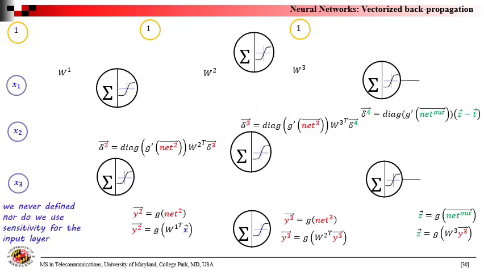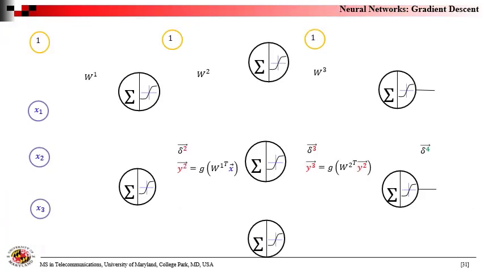By the way, we never define nor do we use the sensitivity for an input layer, so you don't have to go all the way to delta 1. There's no need to do that. So now we have all the tools that we need in order to do our training. How do we do our training?